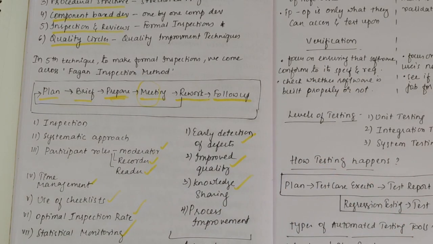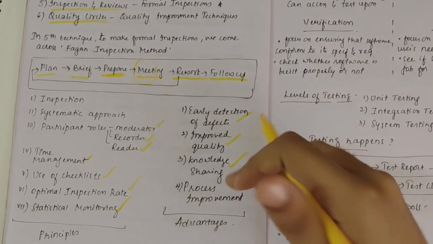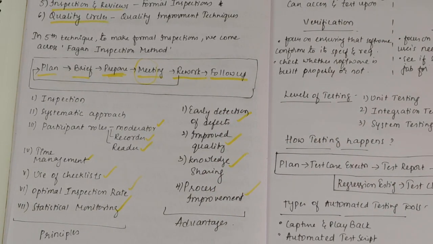Then we have knowledge sharing. By conducting meetings, we can make sure that knowledge is shared among all the team members, as we discuss in the group inspections. Then we have process improvement. In process improvement, again, by having reviews, meetings, and a proper rapport among the teammates, we can make sure that the process happens quickly and is easier to understand.